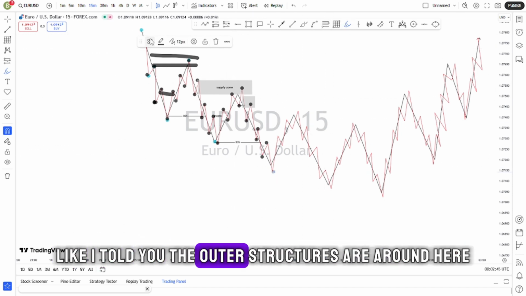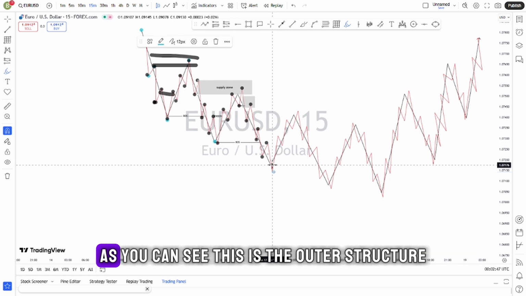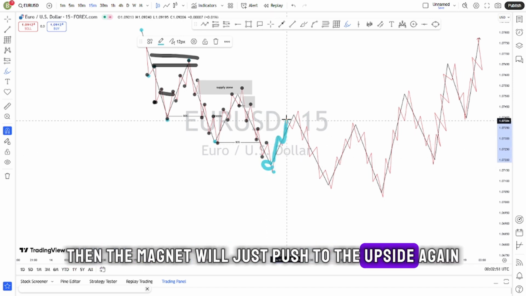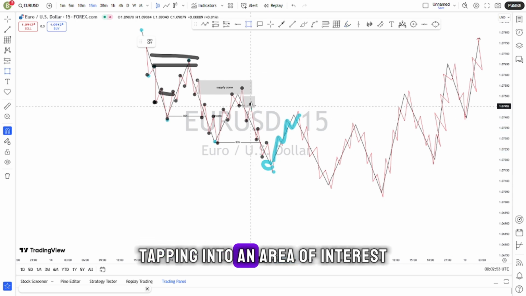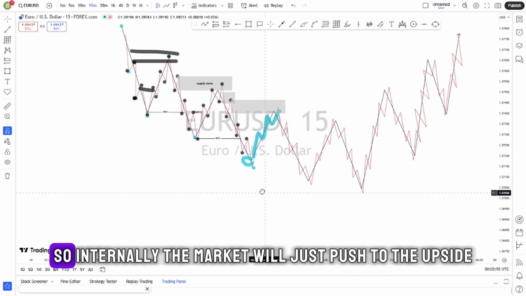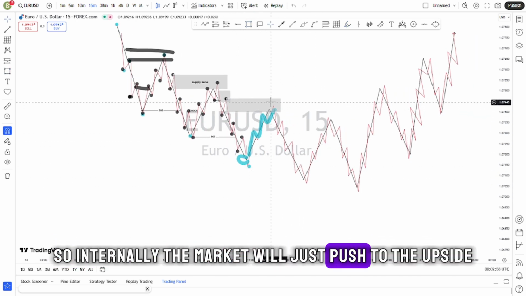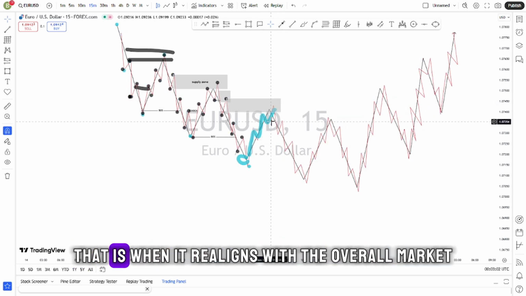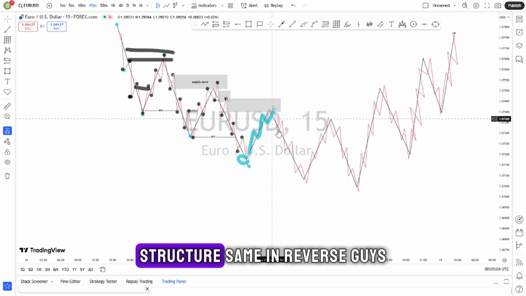Like I told you, the outer structures are around here. As you can see, this is the outer structure. Then the market will just push to the upside again, tapping into an area of interest. So internally the market will just push to the upside, and then whenever it reaches an area of interest, that is when it realigns with the overall market structure.